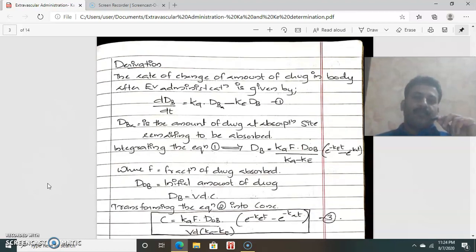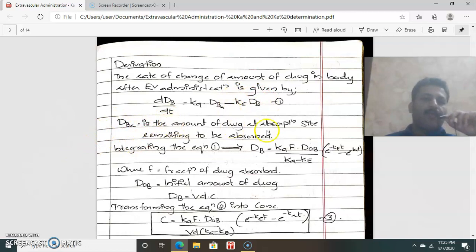That's the introduction part. Then the derivation. So the first step always will be the rate of change of amount of the drug present in the body is equal to the rate in minus rate out. There is the rate of absorption and the rate of elimination. So you can write dB/dt is equal to the rate in, Ka into dB_A, minus Ke into dB. That's equation 1. So this is the rate in, this is the rate out.